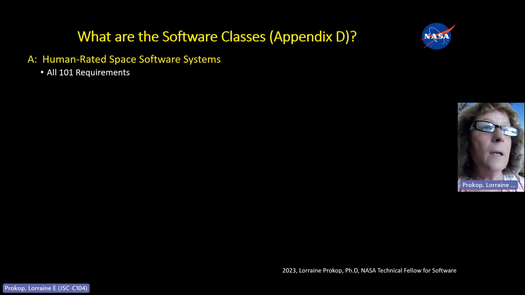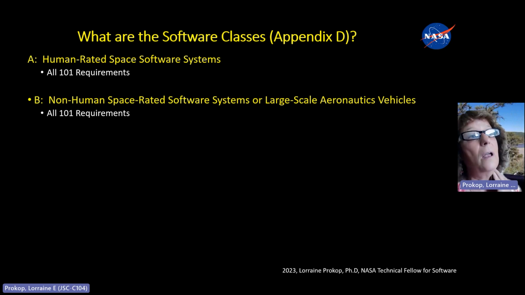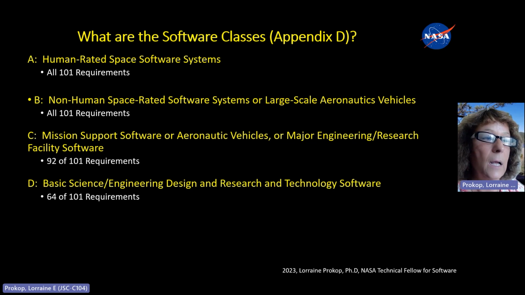So Class A is human-rated space systems, and Class B is non-human rated space systems, plus large-scale aeronautics. And I'm going to just say for classes A and B, all the requirements in this document apply. It's classes C and below where they start getting knocked down. Class C is mission support software or aeronautic vehicles, major engineering research facilities. 92 of the 101 requirements apply to that.